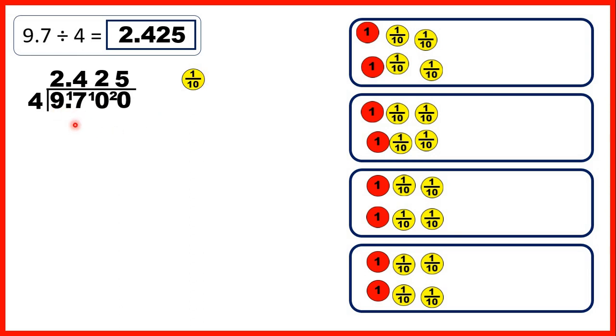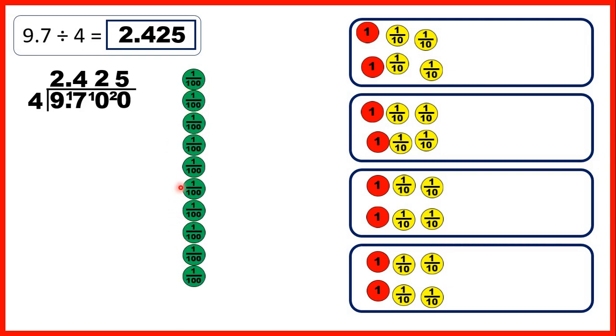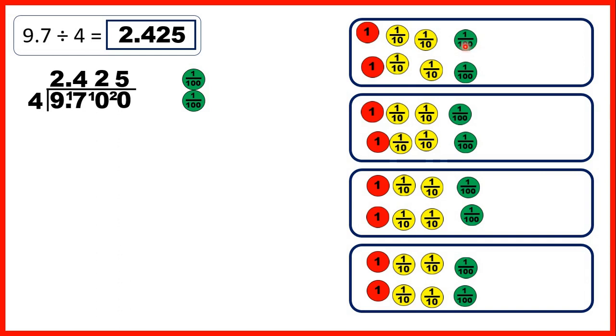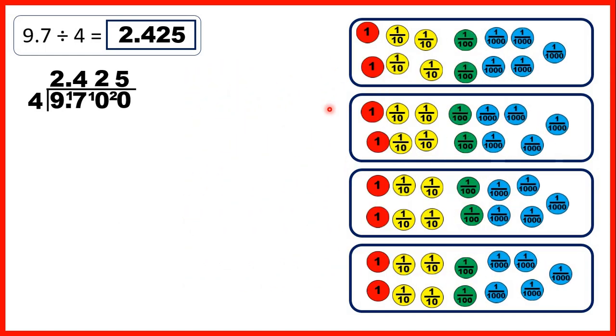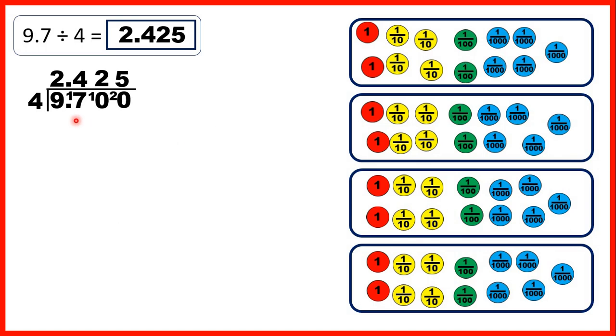So we extended 9.7 to 9.70, and we could do that because 1 tenth is the same as 10 hundredths. Now we can share out 8 of those hundredths, and we have 2 hundredths in each group, so that's why we have 2 in the hundredths digit of our answer. But now, what can we do with these 2 remaining hundredths? Well, what we did was extended with another 0, so into the thousandths, and 2 hundredths is the same as 20 thousandths. So when we share those out, we get 5 thousandths in each group to give us our answer 2.425.